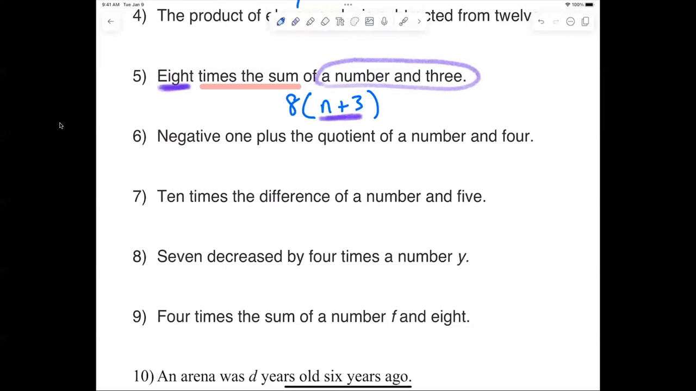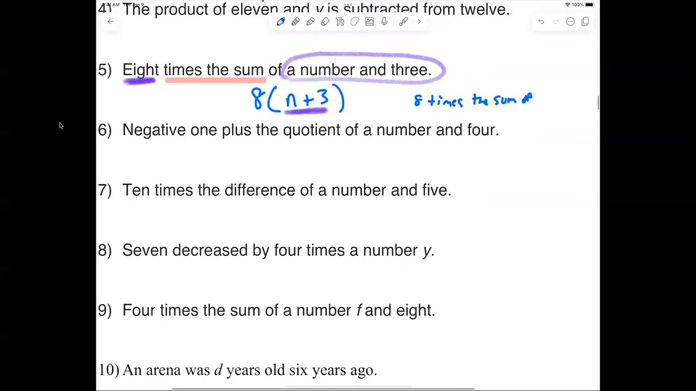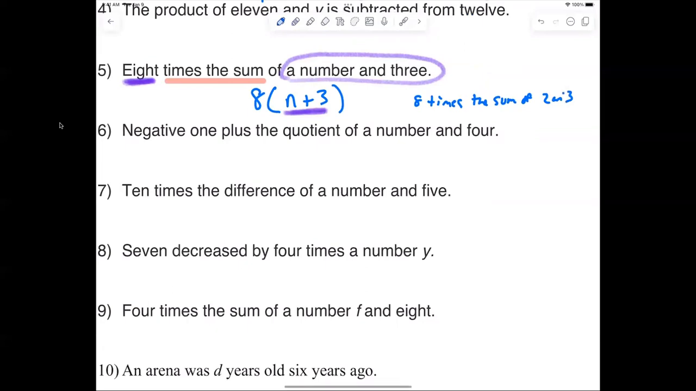Now, let me ask you this real quick. What if I said, what's 8 times the sum of 2 and 3? What would that answer be? 8 times the sum of 2 and 3. Yeah, but I want you to say, well, the sum of 2 and 3 is 5. 8 times 5 is 40. You see what I'm saying? So I'm trying to show you that they want you to add these 2 first, right? That makes sense now, right?